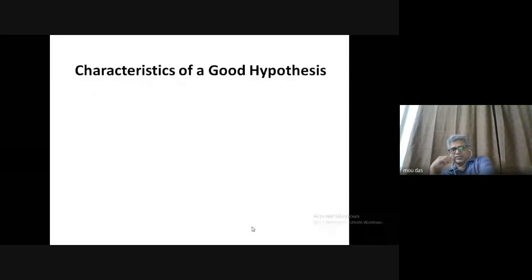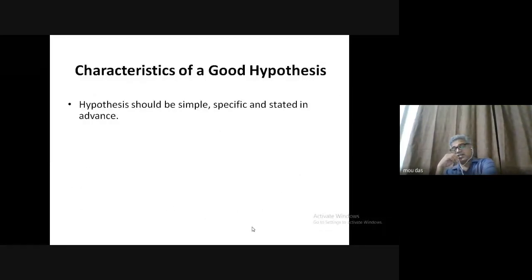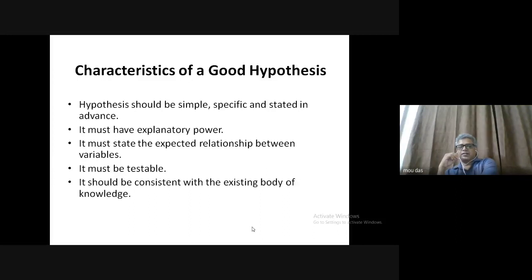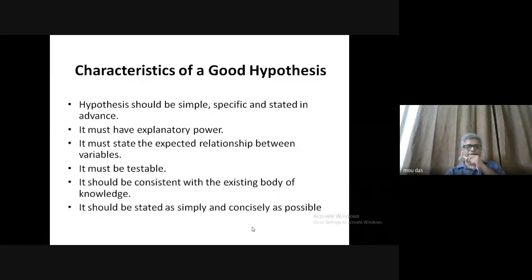Now, what are the characteristics of a good hypothesis? A good hypothesis should be simple, specific, and it should be stated in advance. Because it should not be that after concluding the study, you get the evidence and then finally decide, oh, then our hypothesis would be like this. No, it should not be that way. The hypothesis has to be stated beforehand. It must have explanatory power. It must state the expected relation between the variables, that is the outcome variable and the intervention variable. It must be testable, and it should be consistent with the existing body of knowledge. It should not come from an abstract thing. It should be scientifically plausible and logical. And it should be stated as simply and as concisely as possible, which includes the testing variable, the intervention and the effect, nothing more than that.